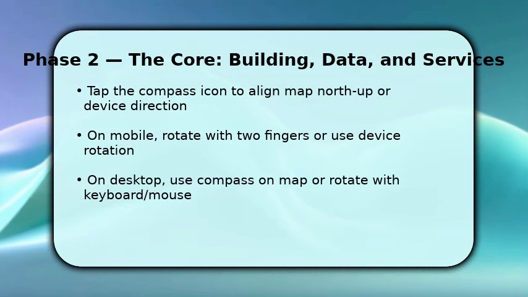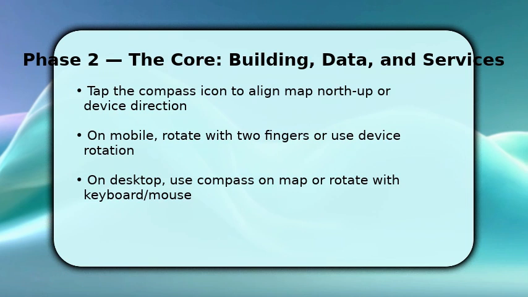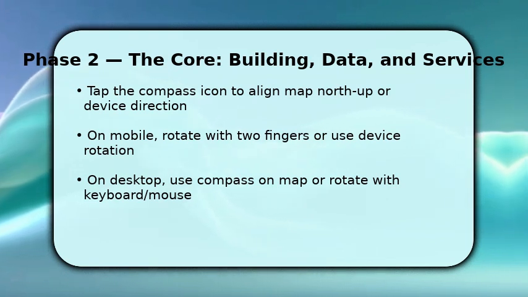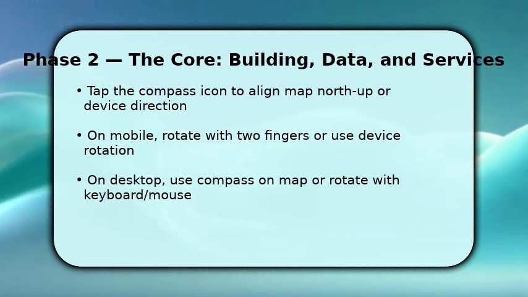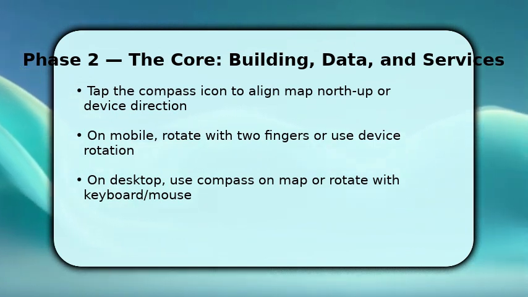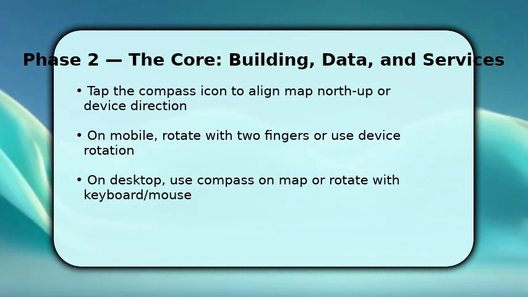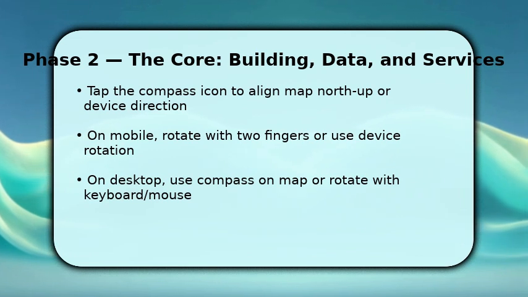Once centered, use the compass control. Tap it to point the map north up, or leave it off to have the map follow your device heading. On mobile, rotate the map with 2 fingers or physically turn your device. The blue arrow shows your facing direction. On desktop, click and drag with the right mouse button or press Ctrl plus arrow keys to rotate. Make sure the red north indicator is visible. If not, tap the compass to reveal it and confirm true north orientation.